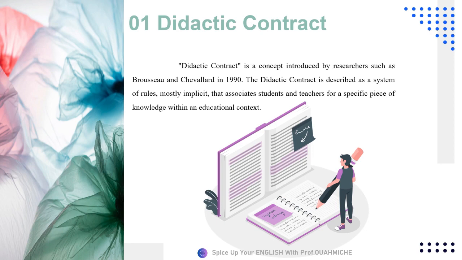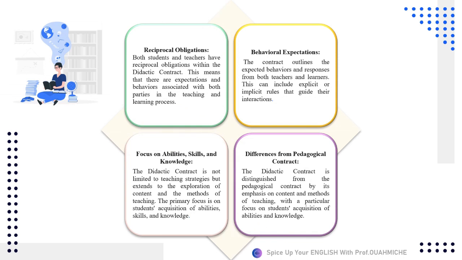Didactic contract is a concept introduced by researchers such as Brousseau and Chevallard in the 1990s. The didactic contract is described as a system of rules, mostly implicit, that associates students and teachers for a specific piece of knowledge within an educational context. In this infograph, we have about 4 elements of the didactic contract.